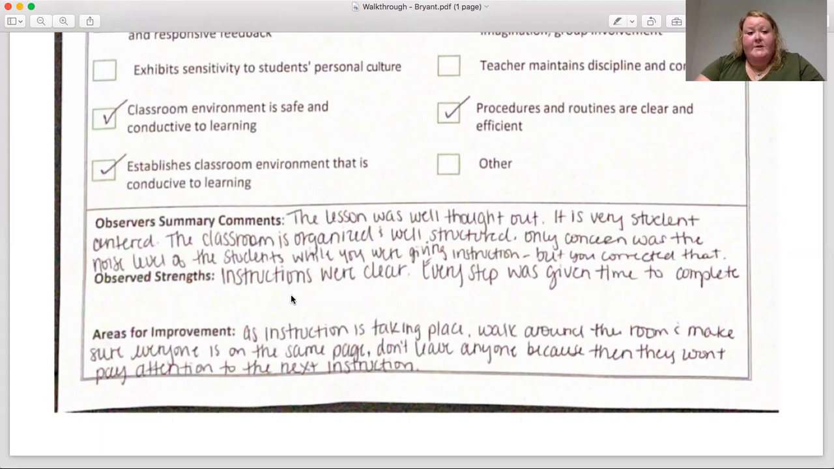So instructions were very clear. You gave an allotted amount of time to complete each step.